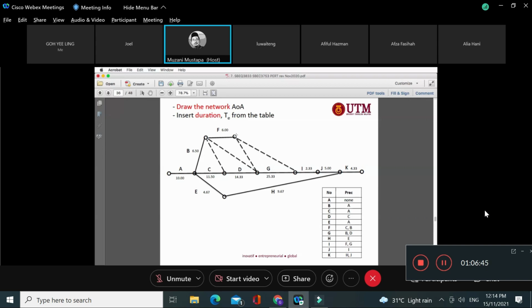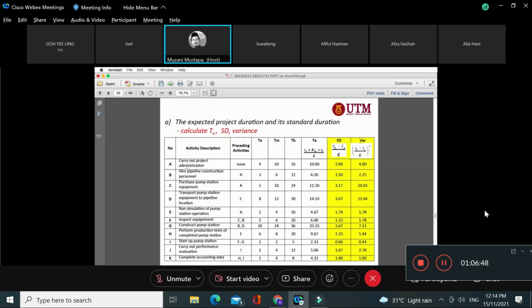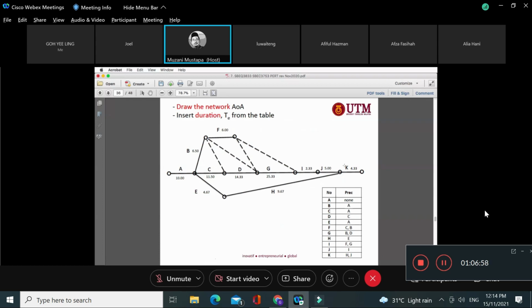So F ialah activity, for example, you can see inspect equipment, right? But the completion of the project basically have to until complete the accounting data, right? Complete the accounting data. So that's why you have to link the network, the activity F tu dengan the rest of the activity to streamline ataupun to complete the loop lah, right? Itu dia punya tugas dummy tadi. Okay, so you can see dummy juga tak ada time scale. Okay, so that's why time scale tak ada, right?